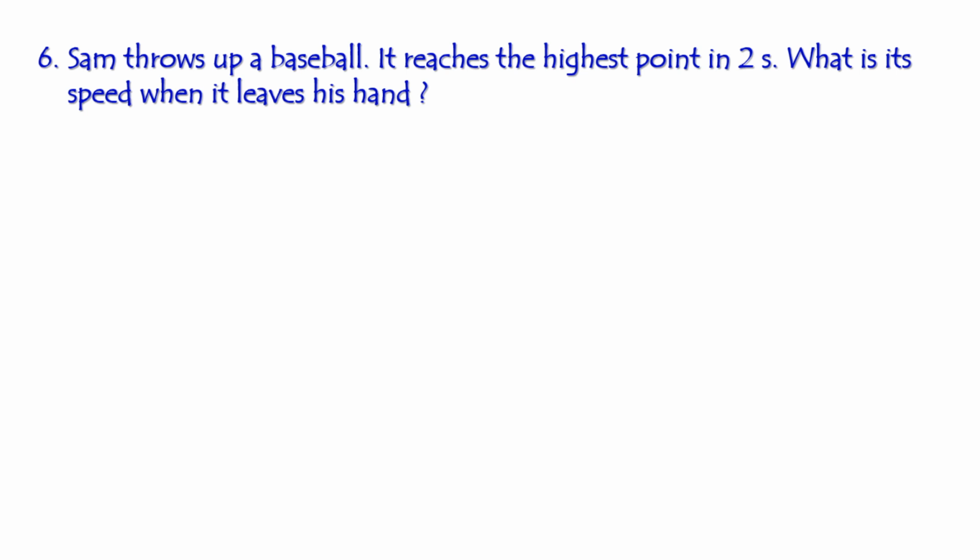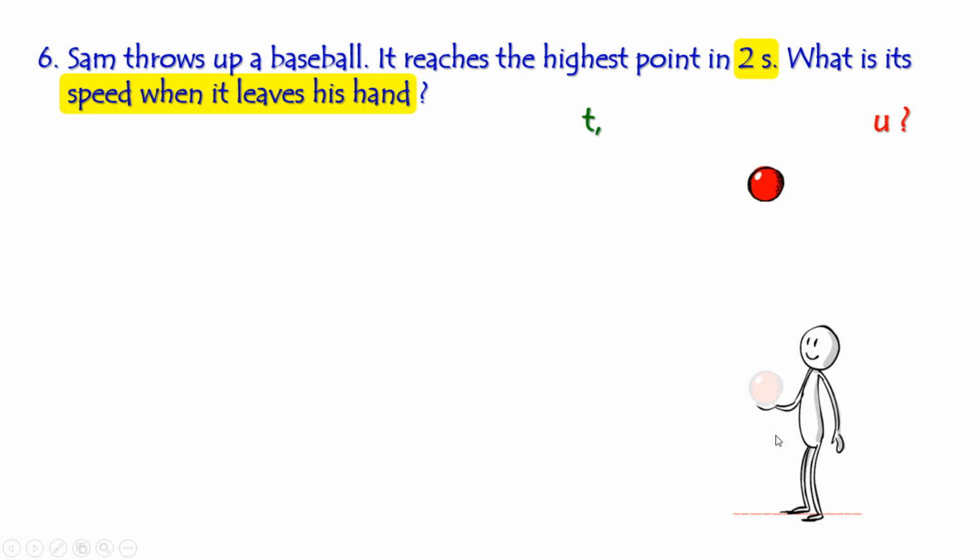Okay, it is the last question. Sam throws a baseball up. This question is a bit tricky, and it reached the highest point in 2 seconds, just like this one. Sam throws a baseball up. Let us throw the ball up, then it reached the highest point. It is the highest point in 2 seconds. And what is the speed when the ball leaves his hand? That means the question asks you about the speed when the ball leaves his hand. It means the initial speed of the ball.